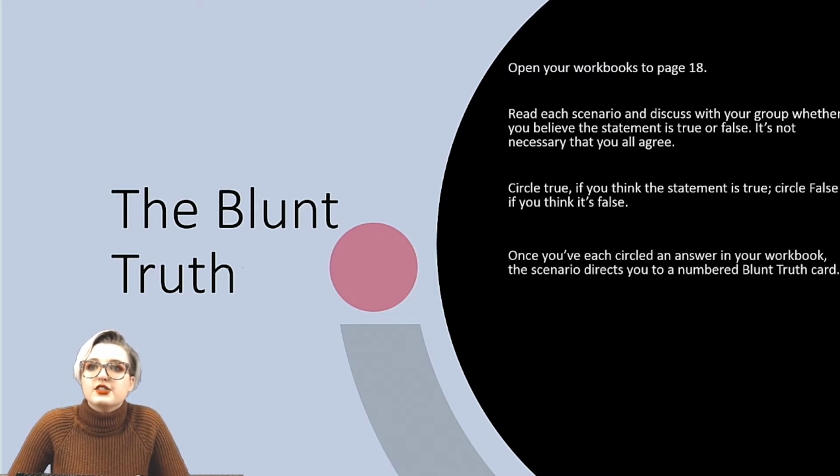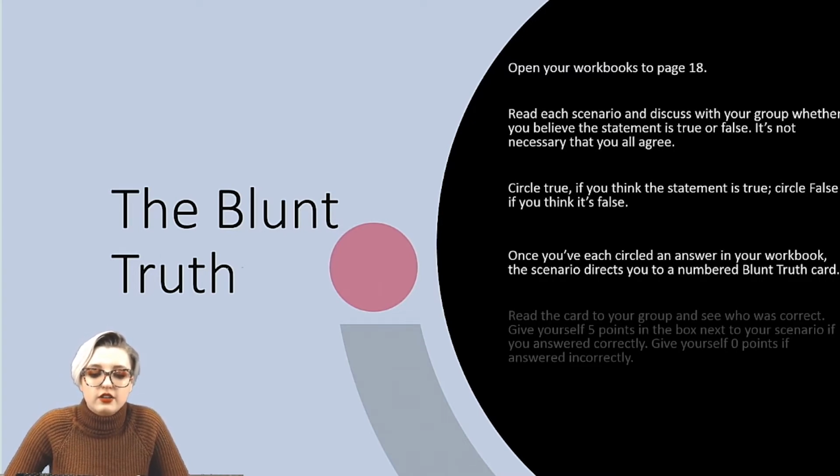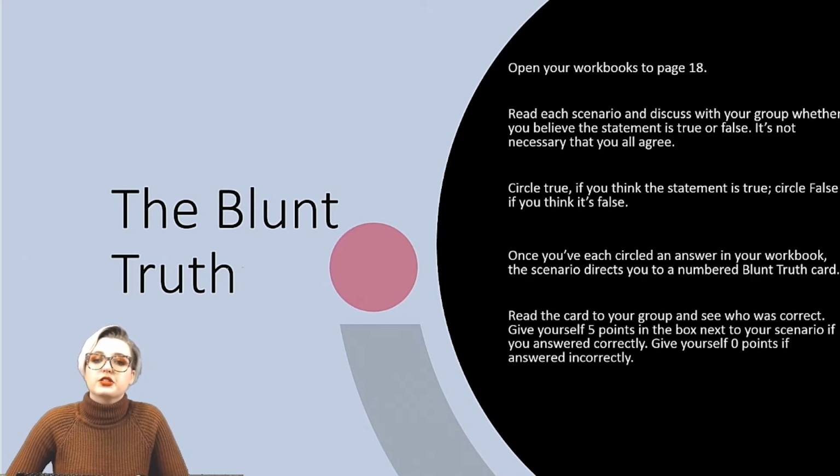Once you've circled an answer in your workbook, the scenario will direct you to a numbered blunt truth card. And you guys will get those passed out to you. So when you check that card, you will read it to your group and see who was correct. If you were correct, give yourself 5 points in the box next to your scenario. If you were incorrect, give yourself 0 points.